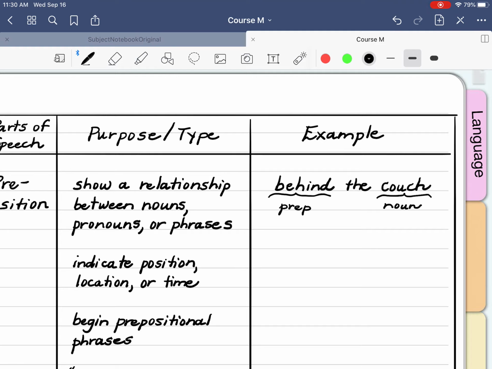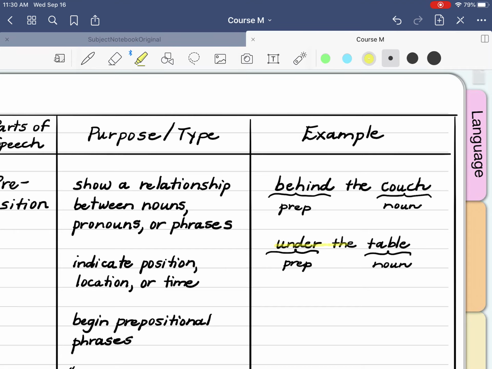The mouse ran under the table. Where did the mouse go? Under. That's the preposition. Table is the object of the preposition. This whole thing is called a prepositional phrase. A phrase is a group of words. So there's a prepositional phrase. It takes the preposition and the noun to make the prepositional phrase.